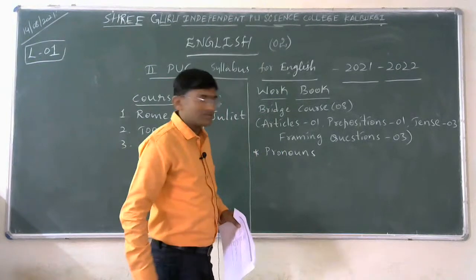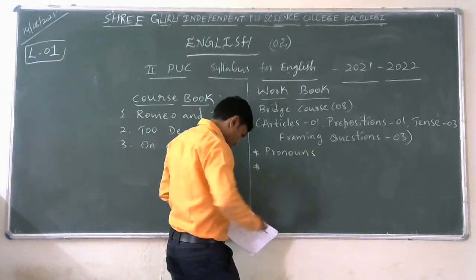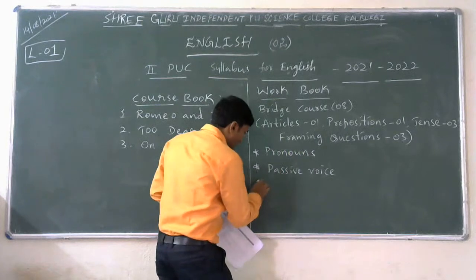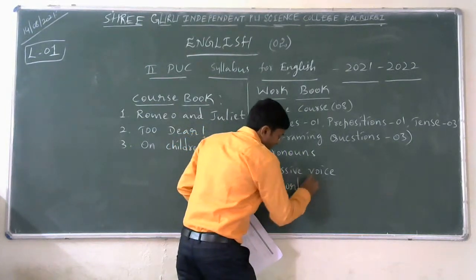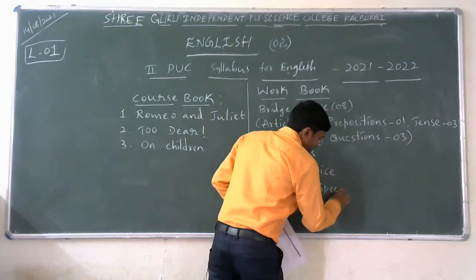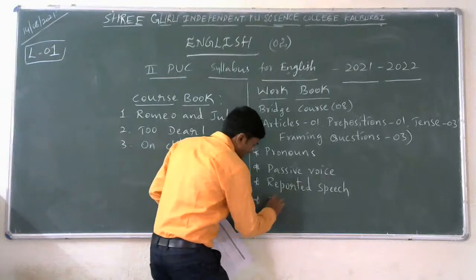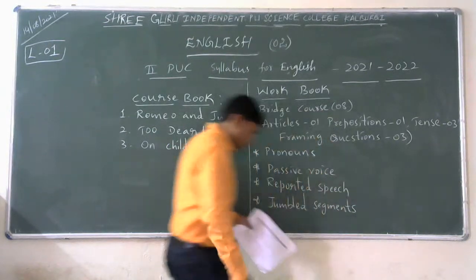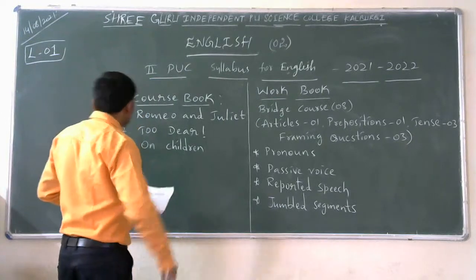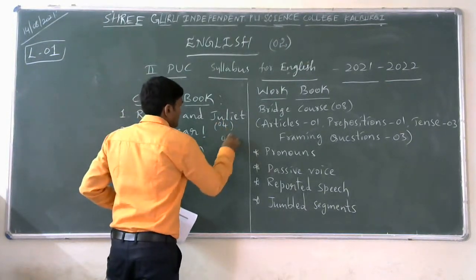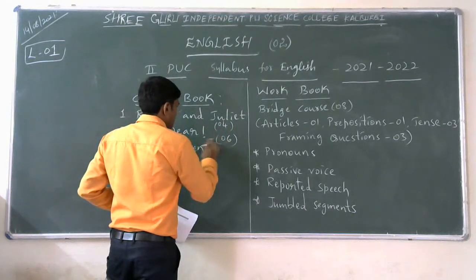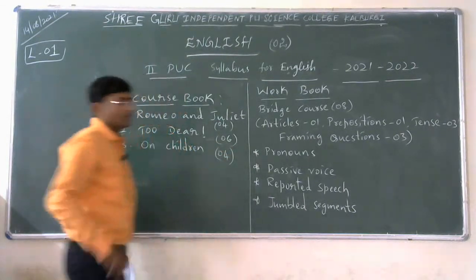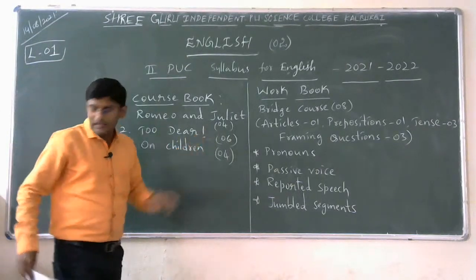Our topics in our syllabus: pronouns. Number 2 is passive voice. Number 3 is reported speech. Number 4, jumbled segments. Next, this is for 4. These are all the working hours to be taken.